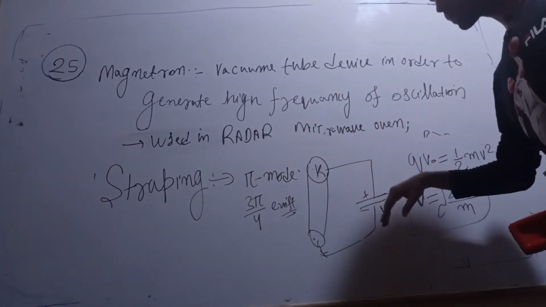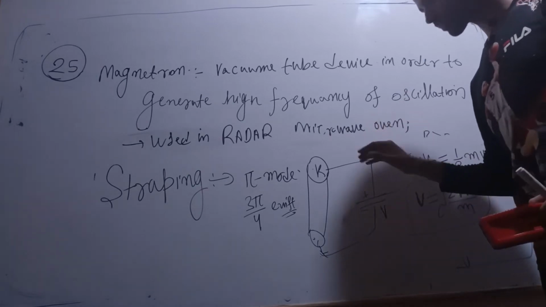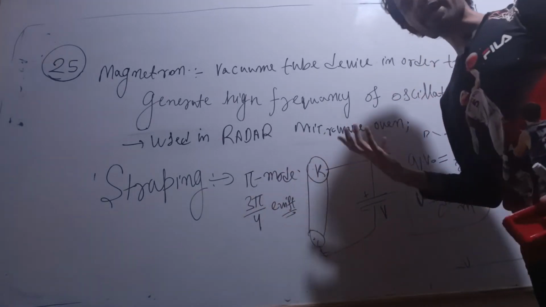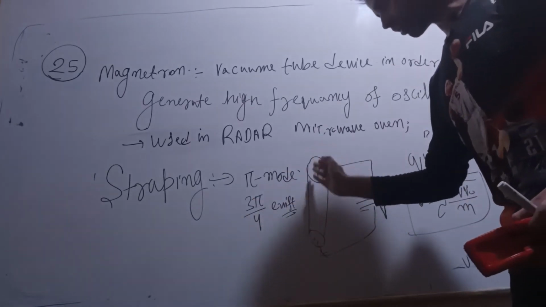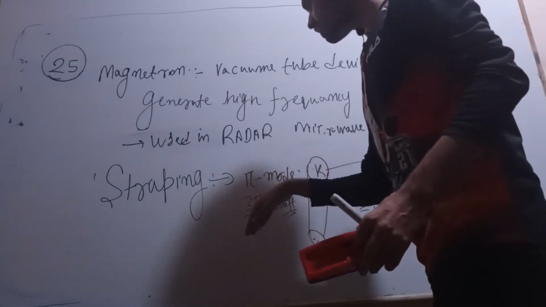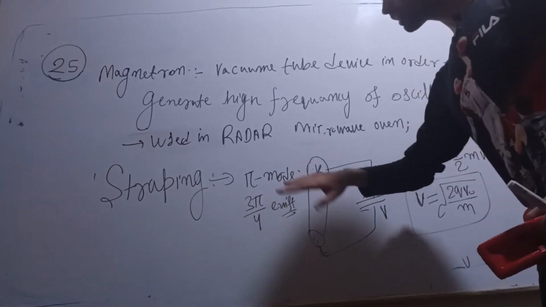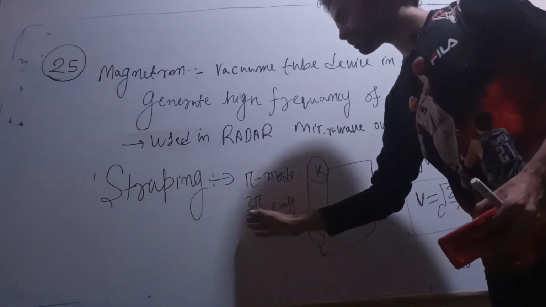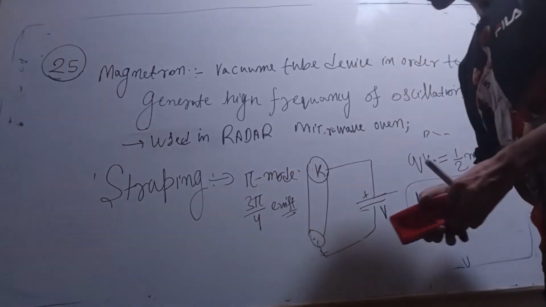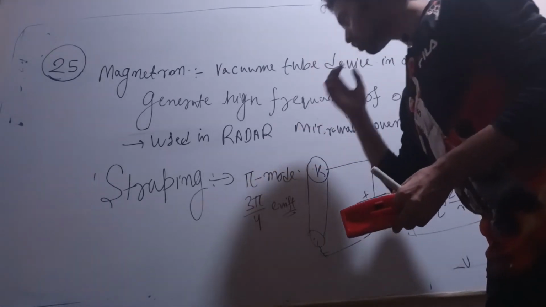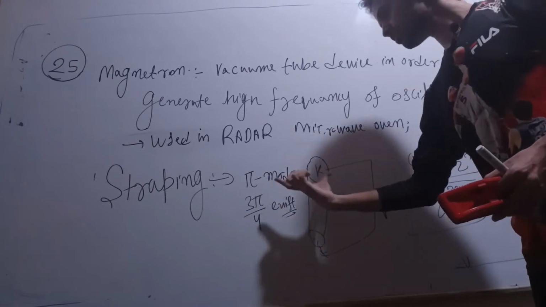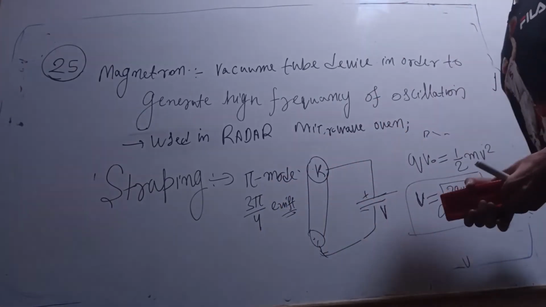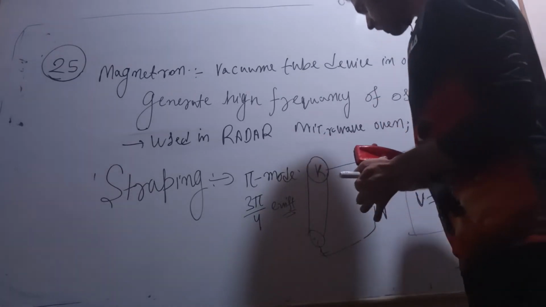But due to some DC power disturbance or some external noise, the mode will get shifted to another mode, and in that case the power will decrease. Therefore we want to maintain this pi mode. To maintain the pi mode, what we use is strapping. What do you mean by strapping?